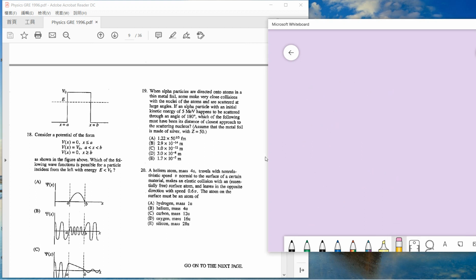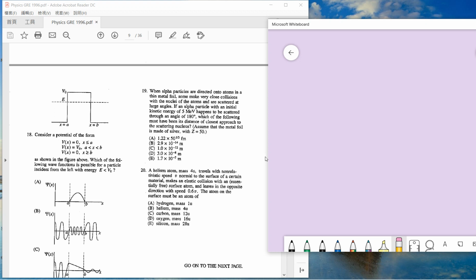Okay, so 19 says alpha particles are directed at an atom and make a very close collision with the nuclei of the atom, and are scattered at large angles. If the alpha particle with initial energy of 5 MeV happens to be scattered at an angle of 180 degrees, what is the distance of closest approach?